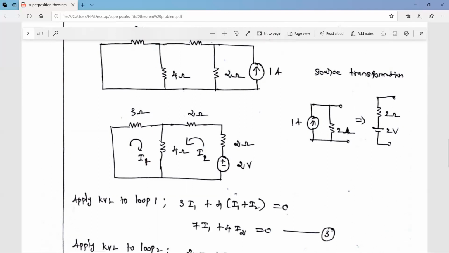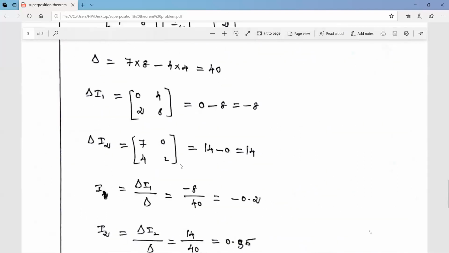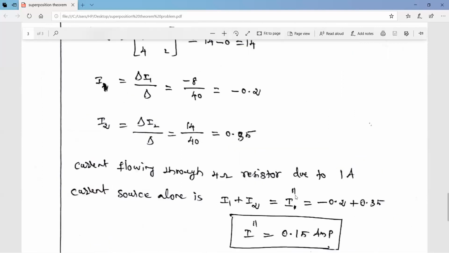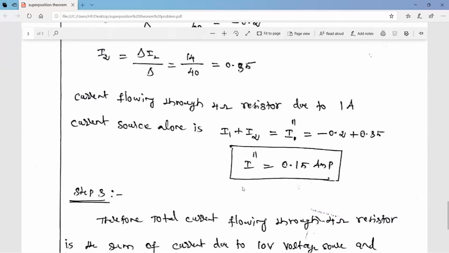Okay, since I1 and I2 are flowing from top to bottom, what is the current flowing through this 4 ohm resistor? It is I1 plus I2. So this current you just consider as I double dash. So I double dash equals I1 plus I2. What is the value of I1? Minus 0.2. What is the value of I2? 0.35. So you just add these two values. So we will get I double dash as 0.15 amps.